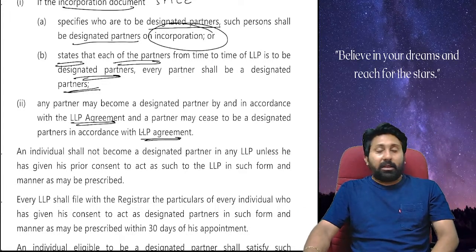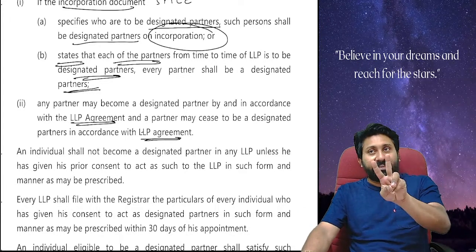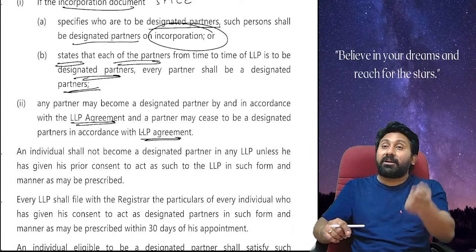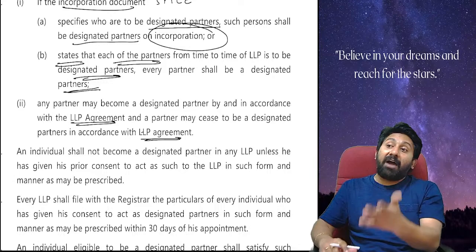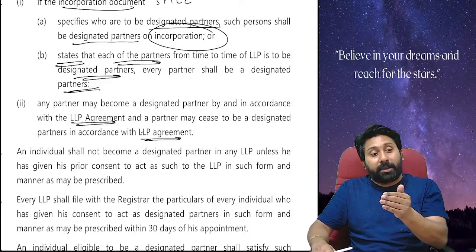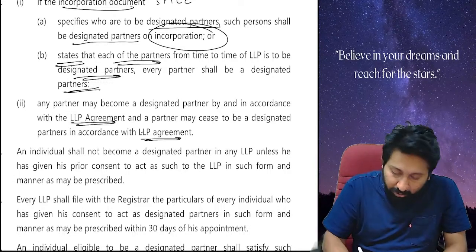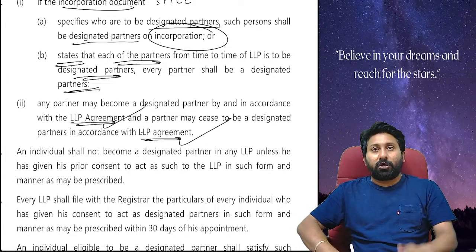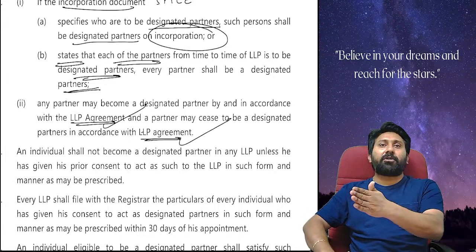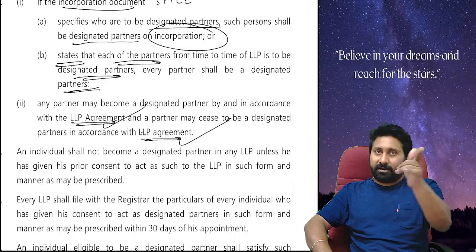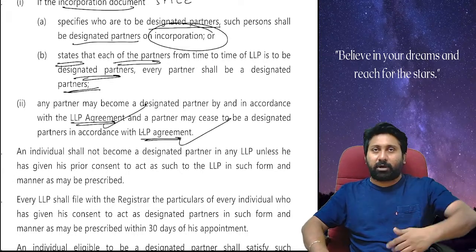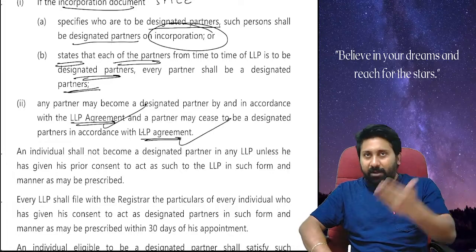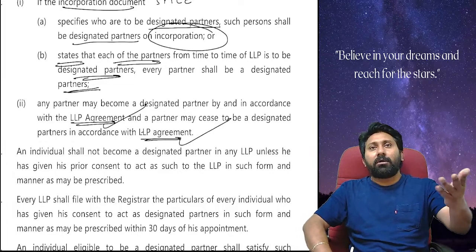That means at the time of incorporation, there are two ways you can become a DP. Number one, write the name. Number two, write that all partners are DPs. Over. After getting incorporated, if I want to bring a new person, how to bring? Through the LLP agreement. How to send him out? Again through the LLP agreement. So before incorporation, it is through the incorporation document. Post incorporation, he has to come through the LLP agreement and go by the LLP agreement.